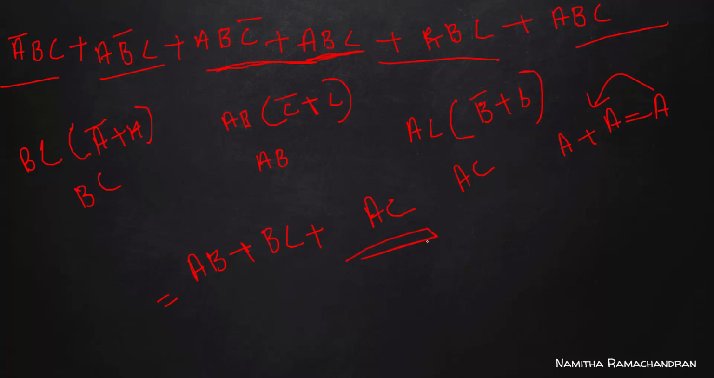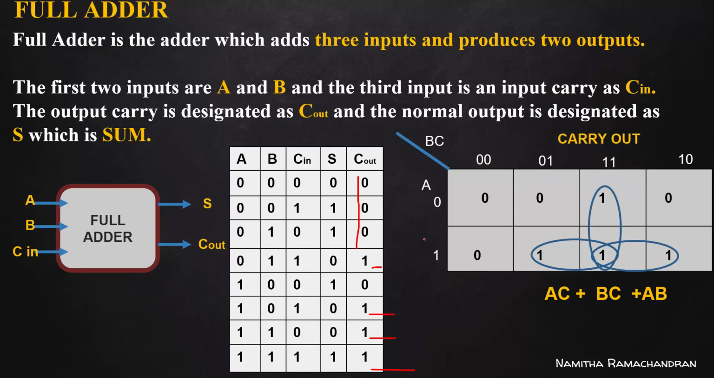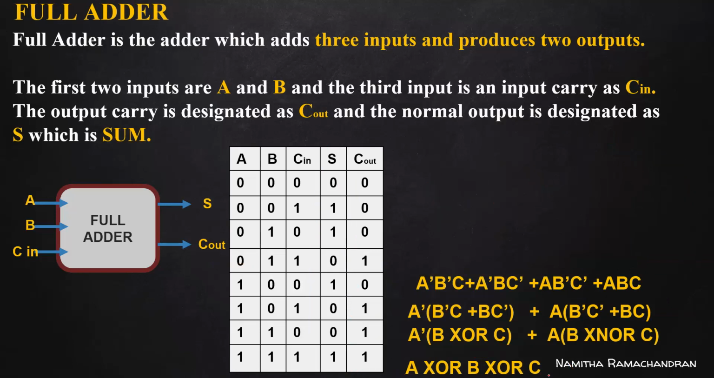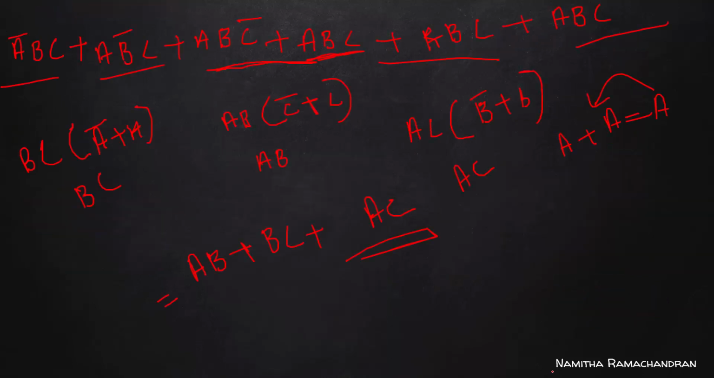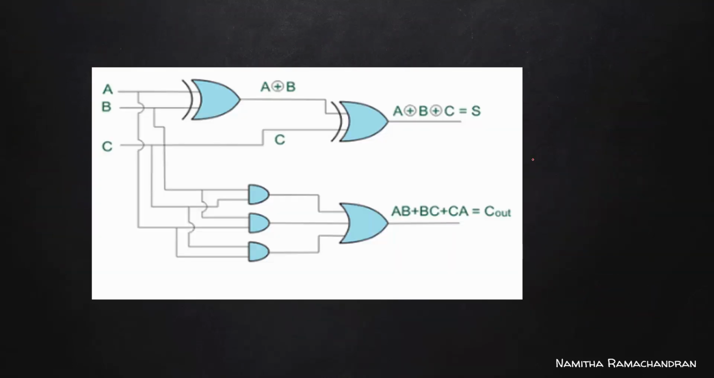This is the simplified expression which is easily available using this K-map based simplification. So this is the full adder carry out expression, and sum is A XOR B XOR C. If the question is for implementing a full adder using any gates, then we can easily implement using XOR gates, A XOR B XOR C. For that we can make use of 2 different 2 input XOR gates and generate the circuit.